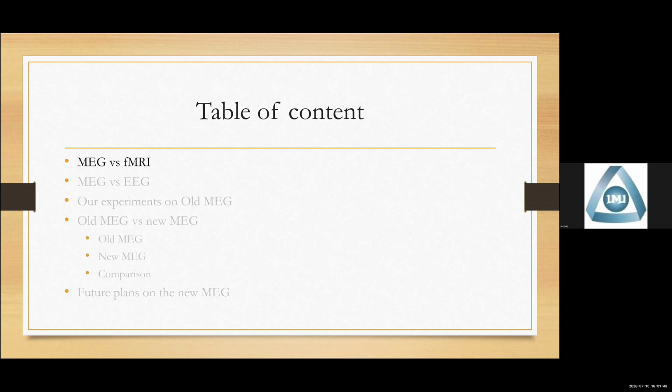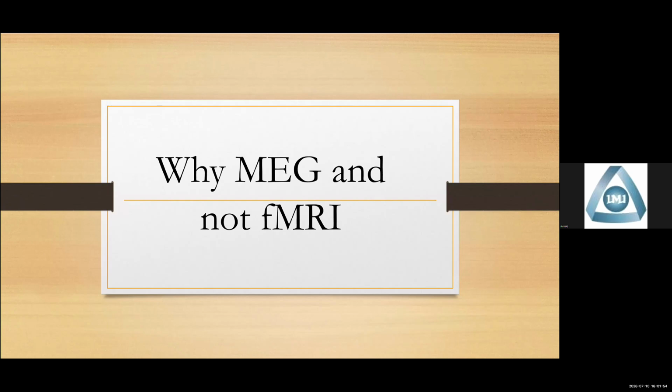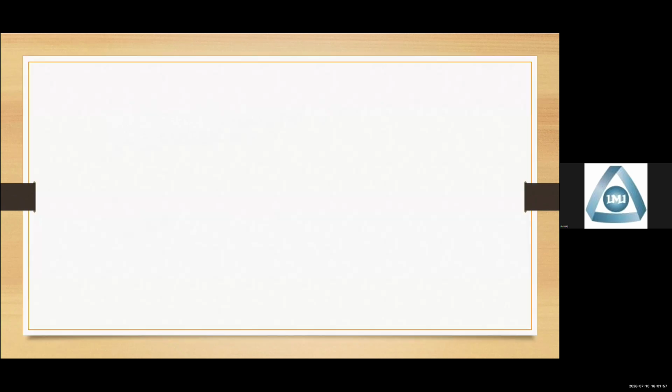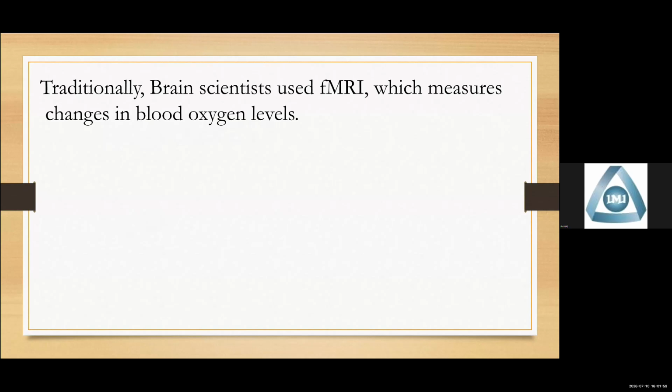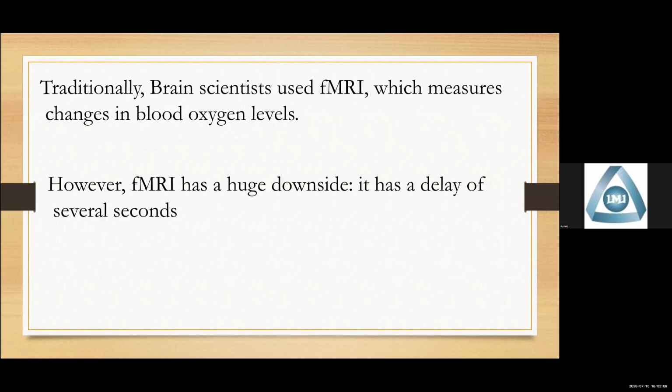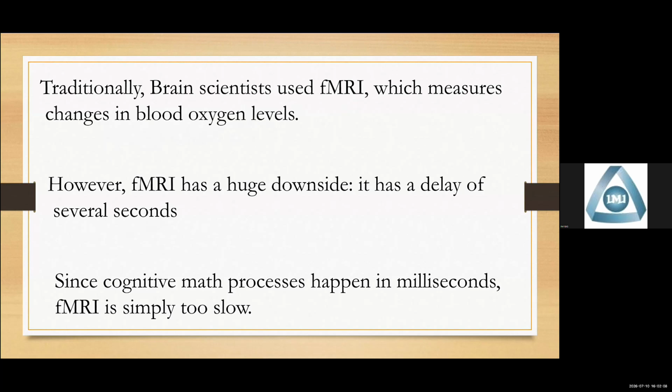Okay, MEG versus fMRI. Why MEG and not fMRI? Traditionally, brain scientists used fMRI, which measures the change in blood oxygen level. However, fMRI has a huge downside. It has a delay of several seconds. Since cognitive math processes happen in milliseconds, fMRI is simply too slow.